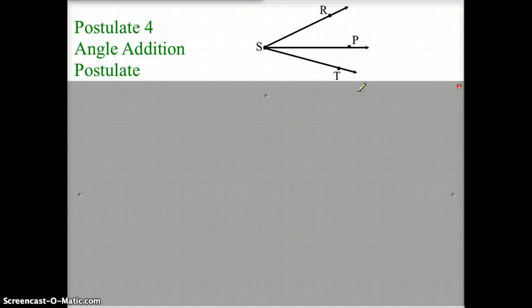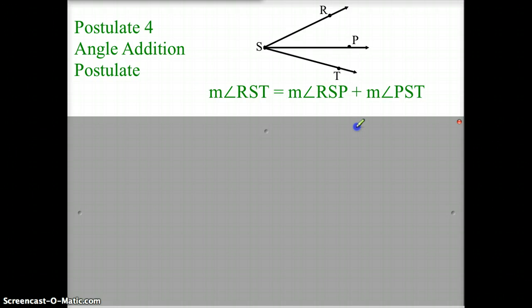We're going to look now at the angle addition postulate. And if you'll recall from last time, we talked about the word postulate, and postulate just means something that we just accept as fact. So for the angle addition postulate, we've got the measure, that's what this M stands for, the measure of angle RST is equivalent to the measure of angle RSP plus the measure of angle PST.